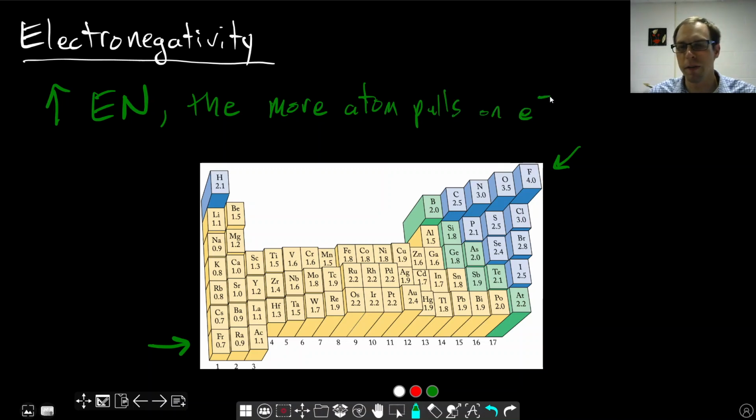And so in a polar covalent bond, whatever has the higher electronegativity is going to be the negative side of that bond. So that's what's going to turn into our negative side. So in general, our elements that are near the top right of the periodic table, in particular the ones that are going to tend to make very polar covalent bonds, are fluorine, oxygen, and then nitrogen and chlorine are up there pretty high as well.